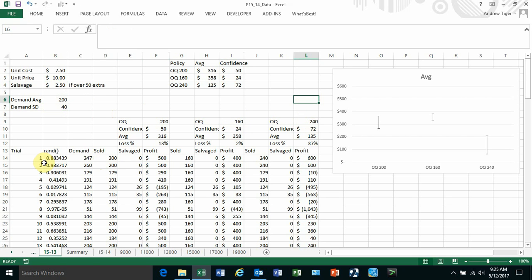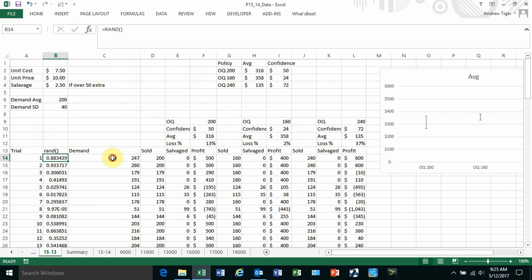So certainly we're going to copy this down 100 times and run this simulation 100 times. We generate a random number. And then this formula is how we generate a random number from a normal distribution. Use the NORM.INV function referencing a random number, and then the mean and the standard deviation. I went ahead and made it round to an integer.